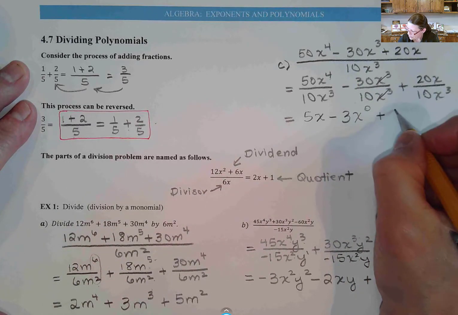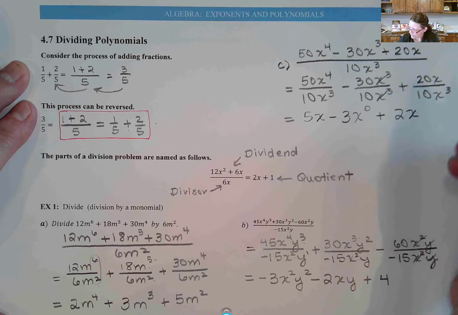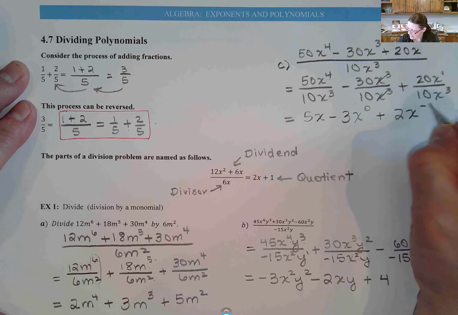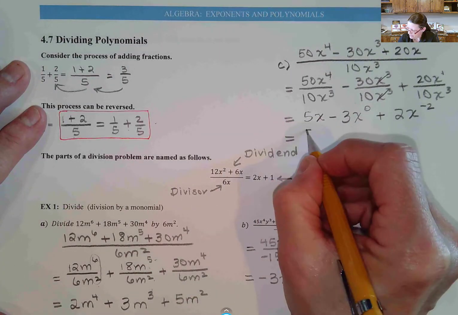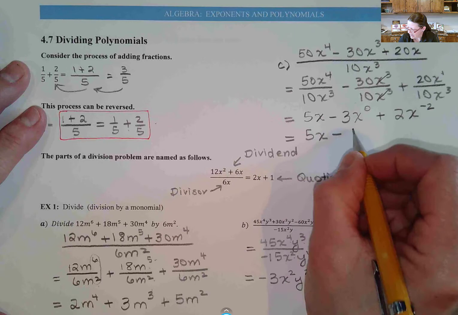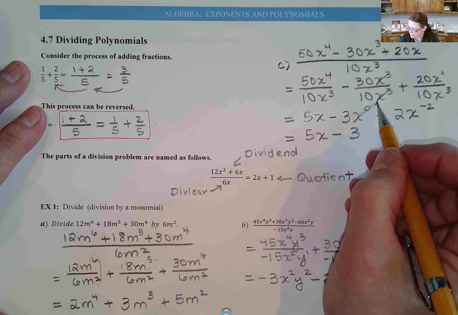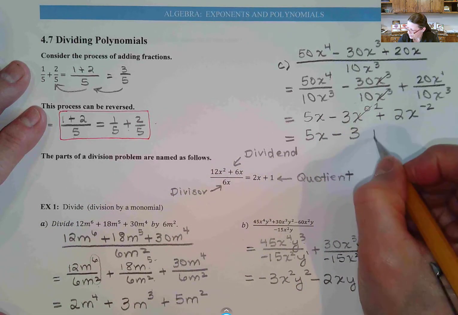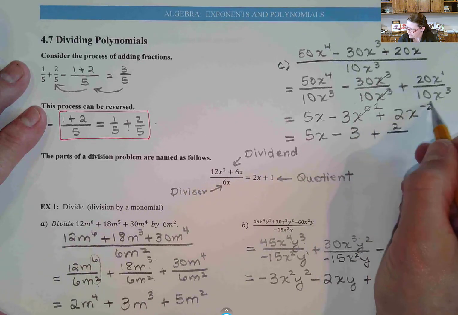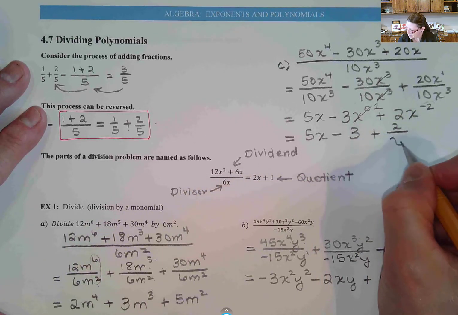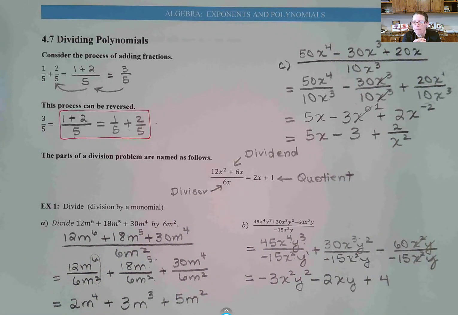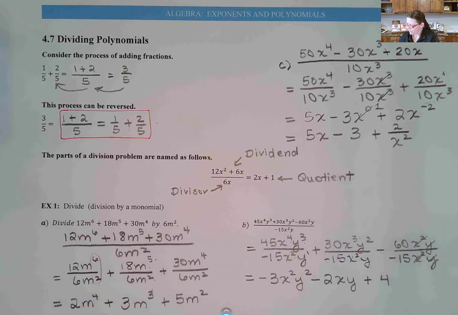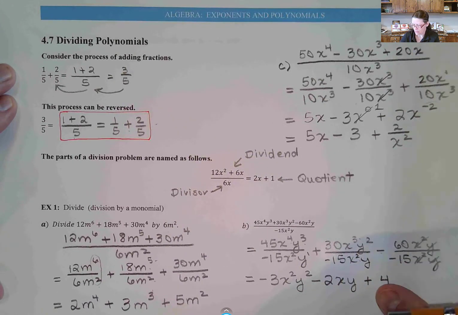Last term, 2. Now careful here. X to the 1 minus 3 is x to the negative 2 power, isn't it? Now let's go ahead and take one more step, and let's write our final answer as 5x minus 3, since x to the 0 is 1. And in our last term, that 2 stays in the numerator, but this negative exponent attached to the x is going to move it down to the denominator as we cross that fraction bar and change the sign of the exponent. So be careful with those and watch your exponents.